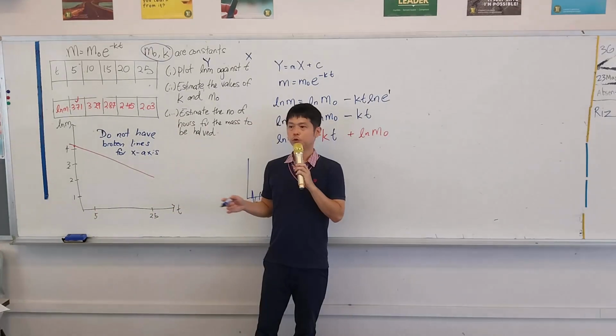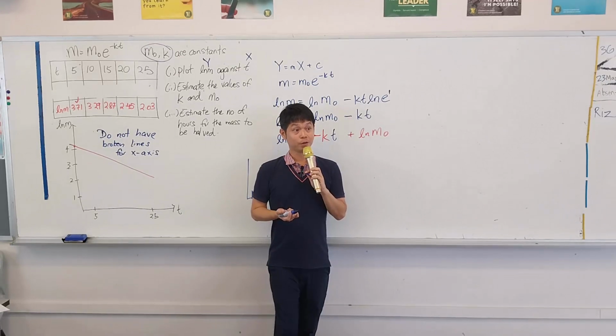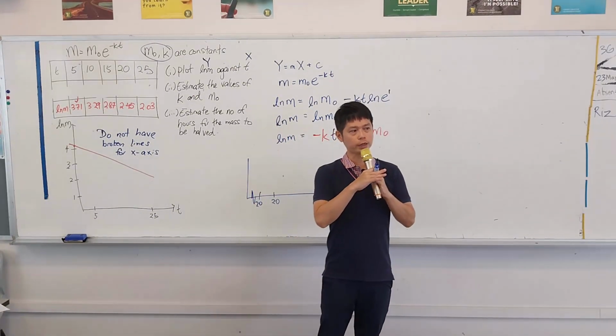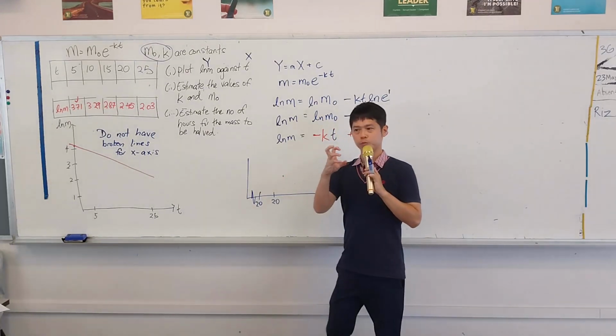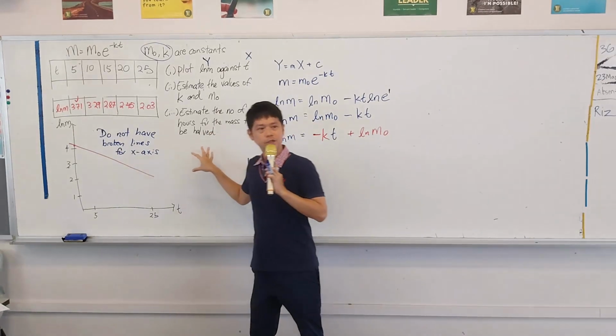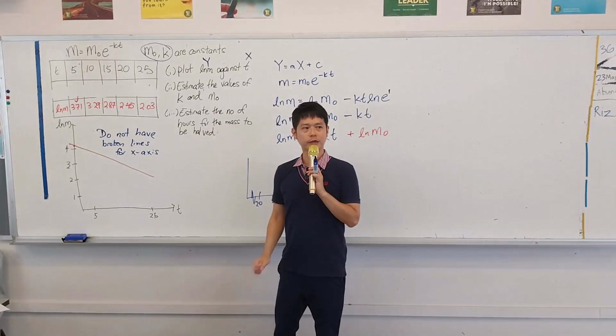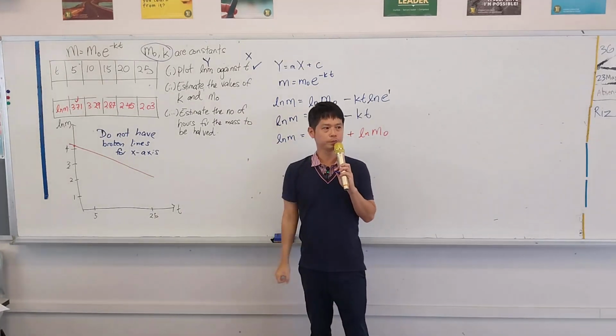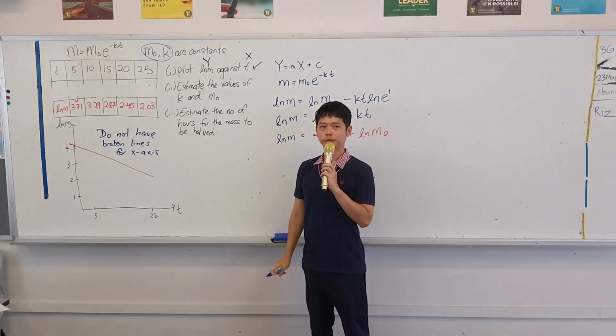Why? You need the y-intercept. With a broken line, the y-intercept is wrong, right? So you cannot have a broken line. So no matter how small your graph looks, or no matter how lopsided your graph looks, you cannot have a broken line for the x-axis. Now, how do you think we can estimate the values of k and m0? How do you think we can do that?